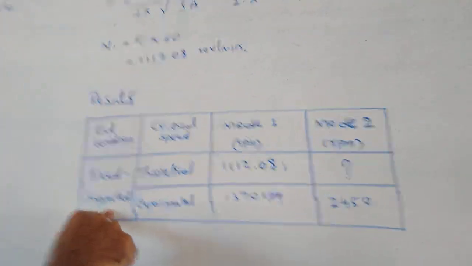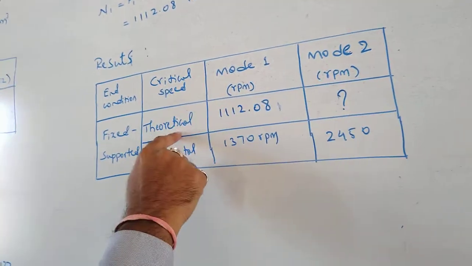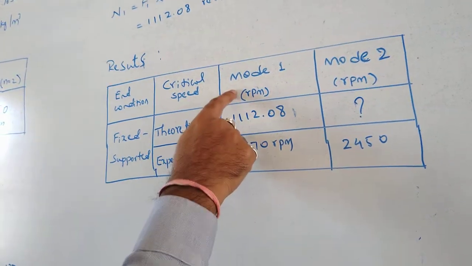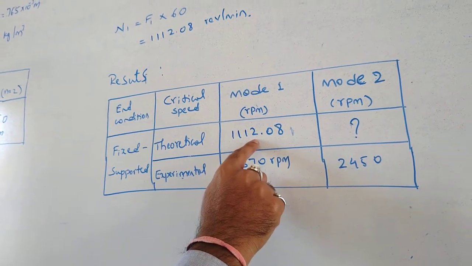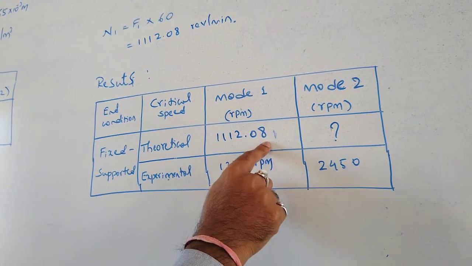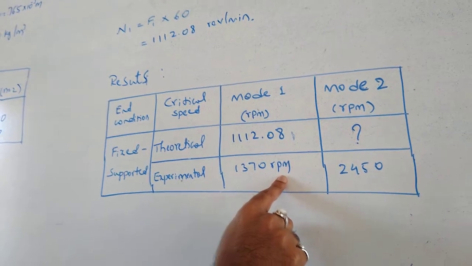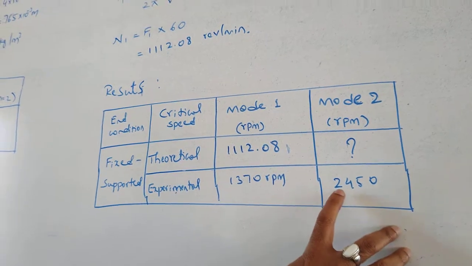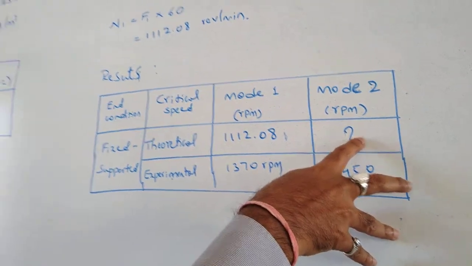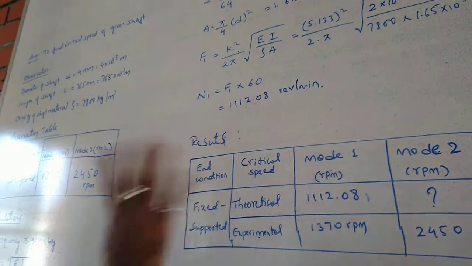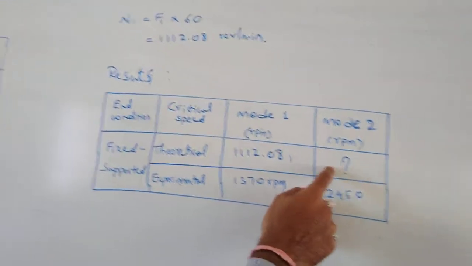For fixed supported condition, critical speed in mode 1 and mode 2, theoretical and experimental. For mode 1 theoretical, what we have calculated is 1112.08 rpm and experimental is 1370 rpm. And for mode 2, the experimental is 2450. What is the theoretical speed? That you have to calculate using the above procedure. So please do the procedure and find this value.